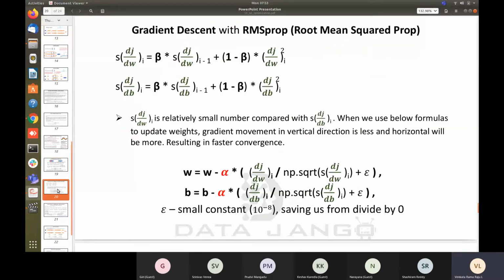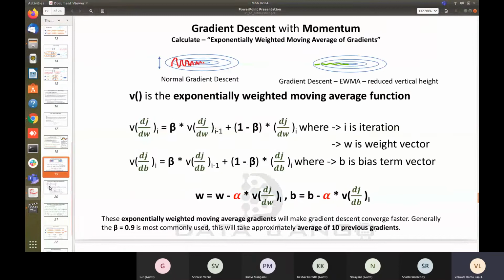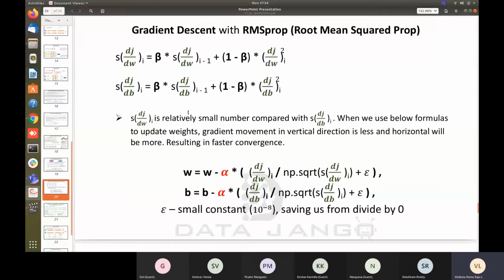So these are all mathematical tricks. That's it. So S of dj by dw is equal to beta times S of dj by dw plus 1 minus beta into dj by dw whole square. So RMS prop is going to give a better pattern. dj by dw is small compared to dj by db, when we use the below formula to update the weights, gradient.